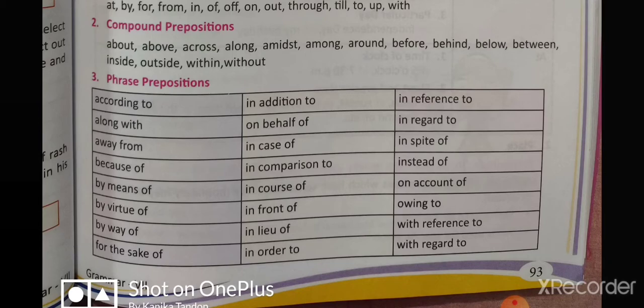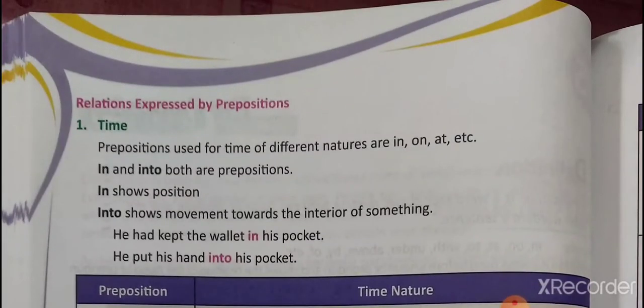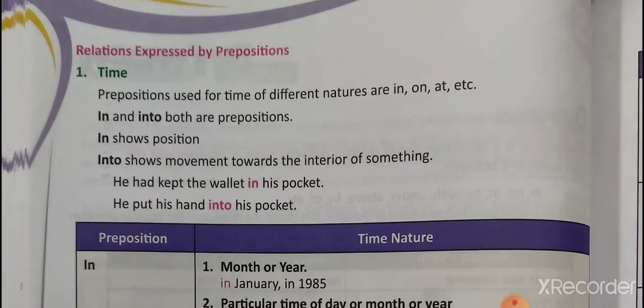Turning to the next page. Relations expressed by prepositions. With the help of prepositions, we also express some relations. For example, first one is time. Prepositions used for time of different natures are in, on, at, etc. In and into, both are prepositions. In shows position, into shows movement towards the interior of something.